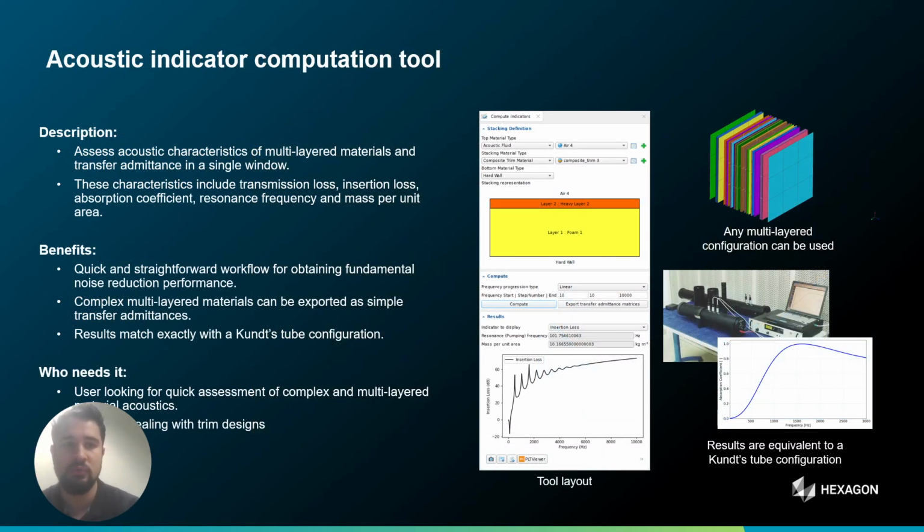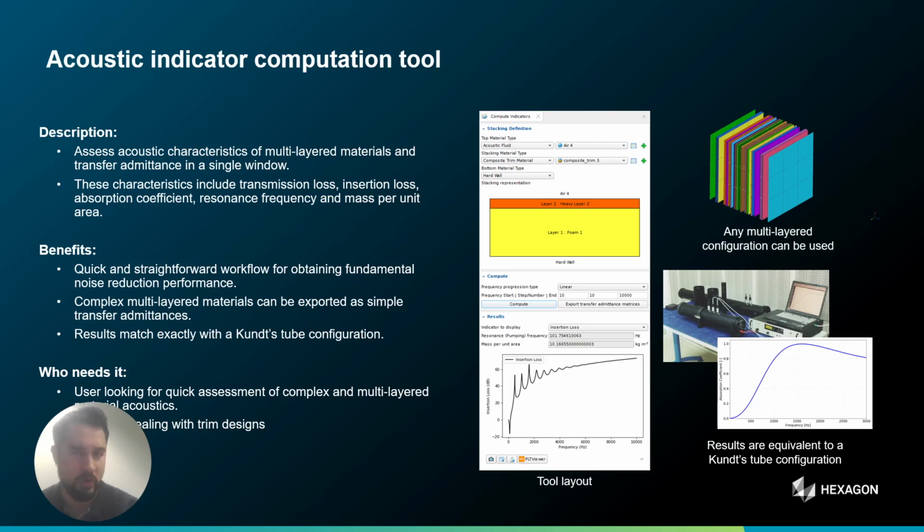Number 4 is a new acoustic indicator calculator that we have directly in Actran VI. It lets engineers compute acoustic indicators for single or multi-layer material stacks defined by a composite trim. You get insertion loss, transmission loss, absorption coefficient, you name it, and you can directly use these parameters in an Actran analysis once you've computed them from the calculator.